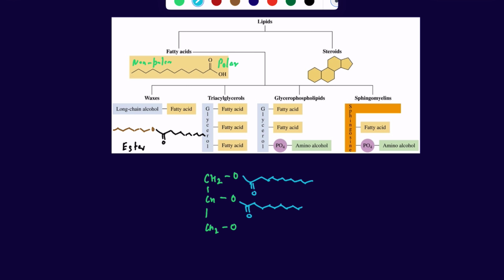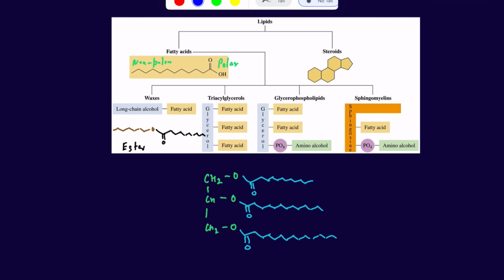And these fatty acids may be the same and may be different, so it doesn't really matter whether you have the same number of carbons on each of those individual fatty acids. But at the end of the day, you're going to have these long chains. They could be 14 carbons, 16 carbons, 18 carbons, and they could very well be different from one another. So that's what the triglycerides are.